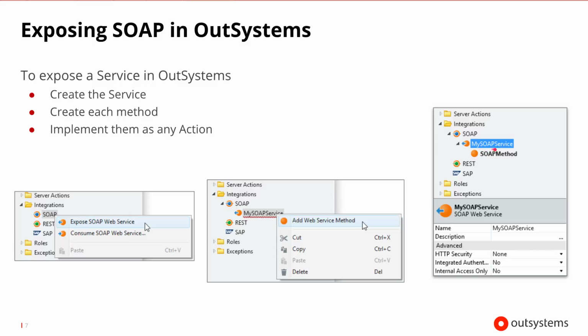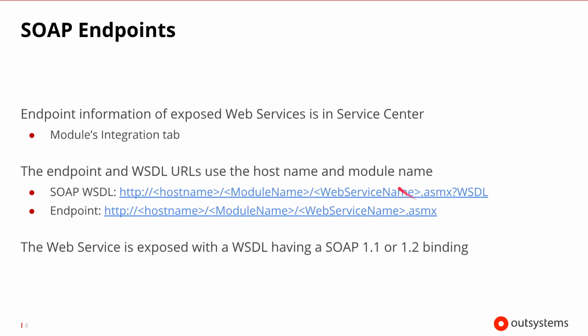And here you can see our SOAP web service has its own set of properties, and some of those properties deal with security and whether we can access it internally or not. But exposing a capability inside of OutSystems as a SOAP web service is as simple as these 3 steps, which is really nice. Now, once those SOAP web services are created, the endpoint information of the exposed web service is available inside of Service Center.